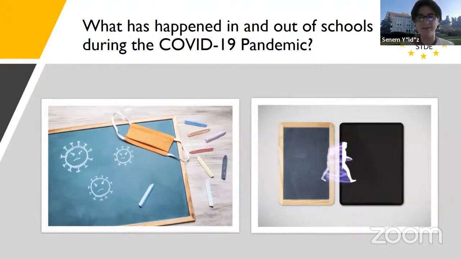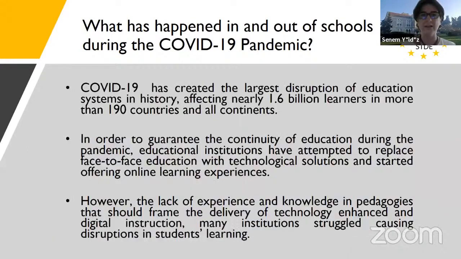But what happened with the COVID-19 pandemic, I don't need to tell any of you, we've all lived through it, we've all experienced it. It has created the largest disruption of education systems in history, affecting nearly 1.6 billion learners in more than 119 countries in all continents. That's an unprecedented number. In order to guarantee the continuity of education during the pandemic, educational institutions have attempted to replace face-to-face education with technological solutions and started offering online learning experiences. So suddenly we found ourselves in the use of technology. We were all surrounded by the use of technology.